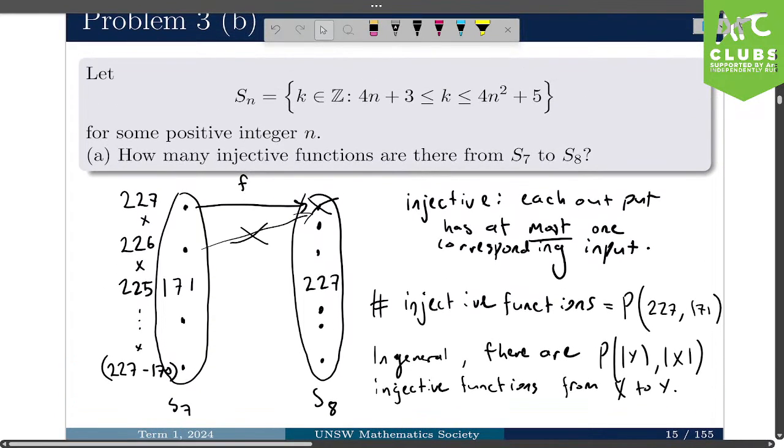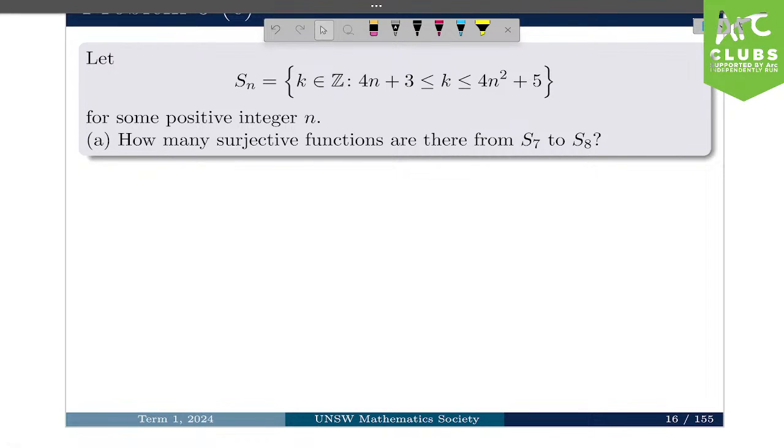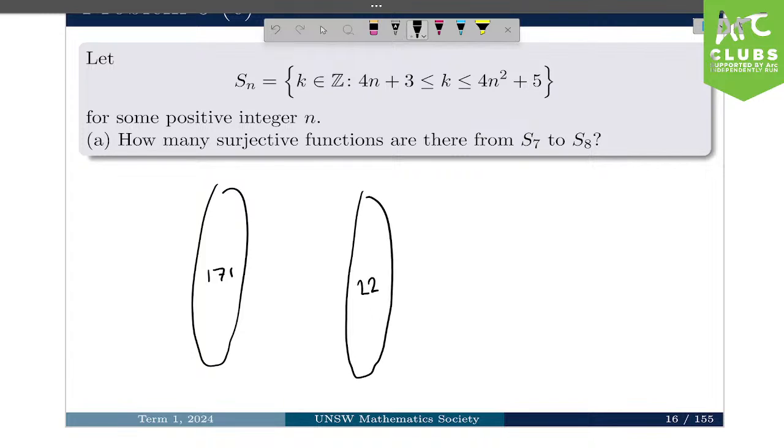All right, and moving on, we've got a different restriction this time. How many surjective functions are there from S7 to S8? Any thoughts? Okay, let's think about it. Once again, bubble diagram, 171 possible inputs, 227 possible outputs.